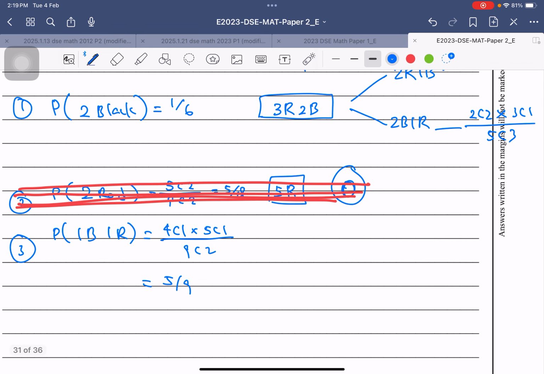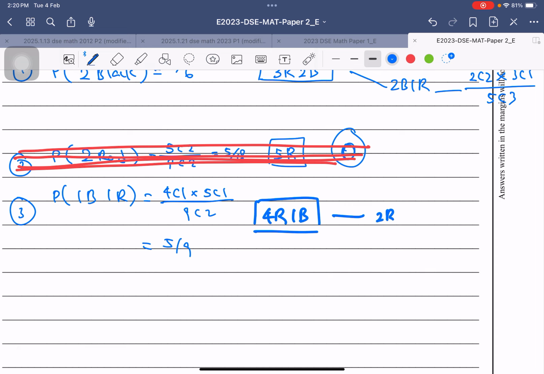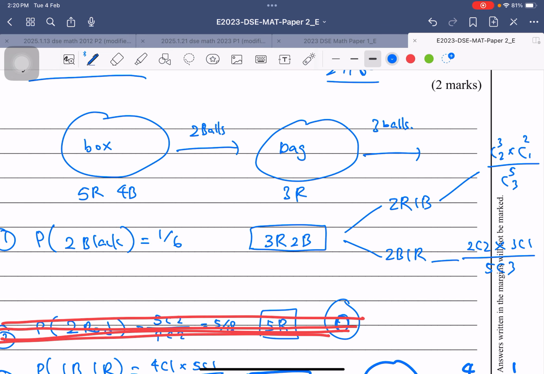And then after that, for the third case, after 1 black, 1 red is taken out, then what are the balls that we have? Originally we have 4 red, 1 black. So what are the possible cases to have 2 different colors? 2 red, 1 black. Can we have 2 black? No, because only 1 black is possible. Then what's the probability for this one? 4C2 times 1C1 divided by 5C3.